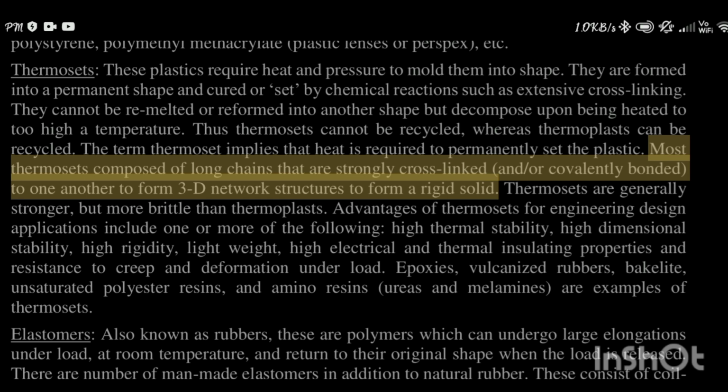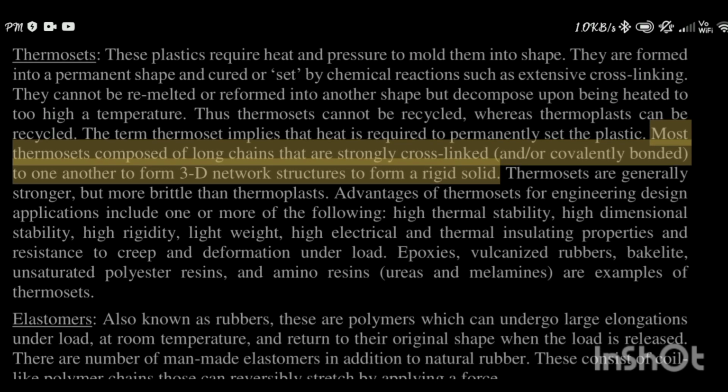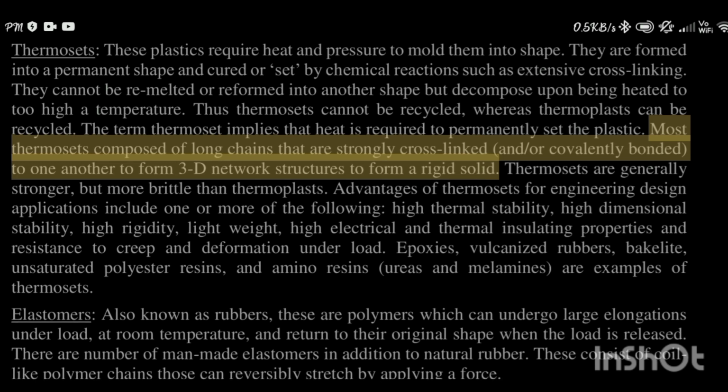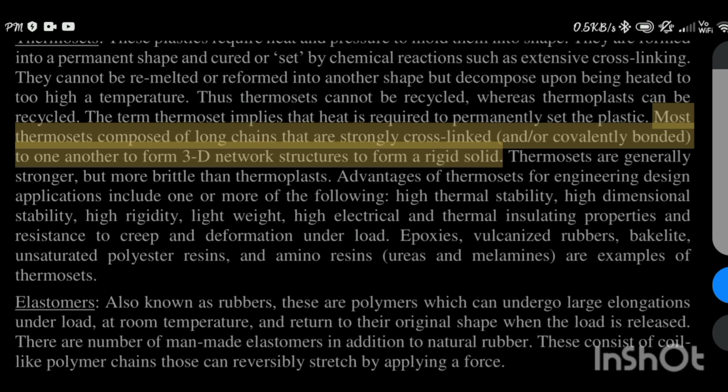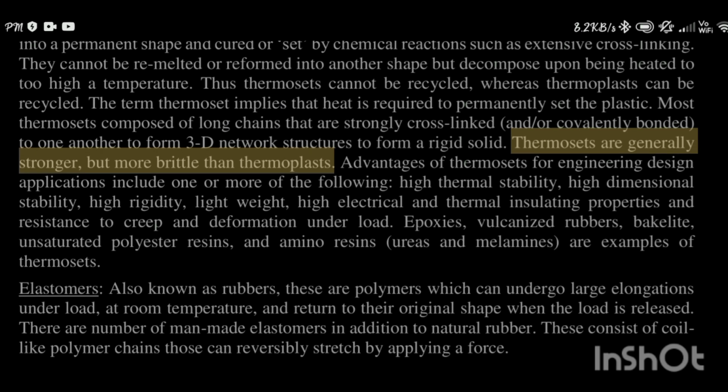Most thermosets are composed of long chains that are strongly cross-linked, and/or covalently bonded, to one another to form 3D network structures to form a rigid solid. Thermosets are generally stronger, but more brittle than thermoplasts.